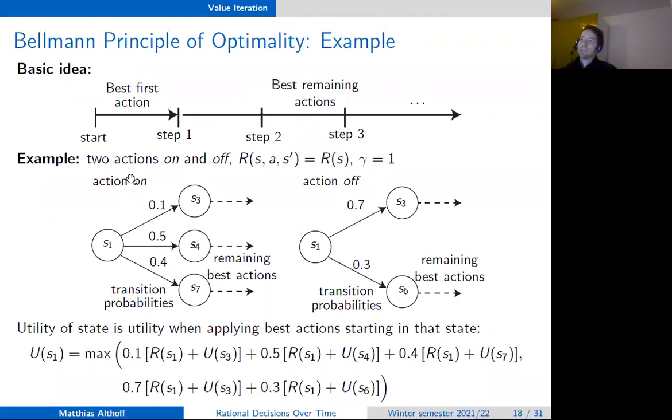So now let's look at a simple example. You have two actions, on and off.